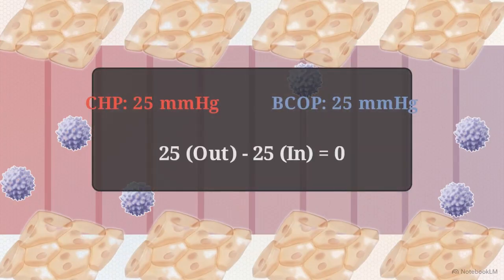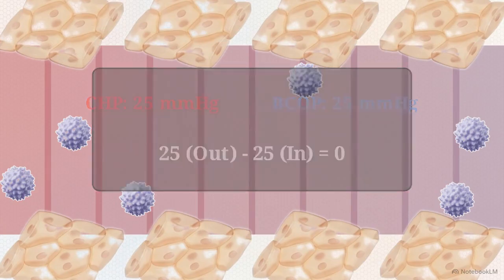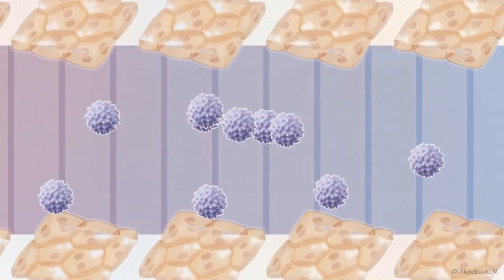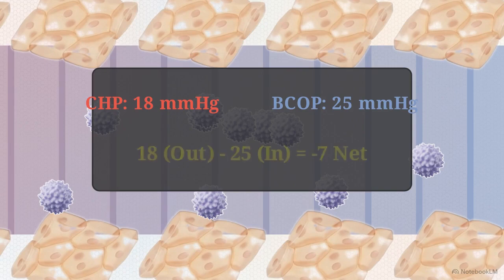Now, stop precisely in the middle of the capillary. Because water just left the vessel, hydrostatic pressure has dropped to 25. The osmotic pull remains steady at 25. 25 minus 25 is 0. Here, there is no net movement of fluid.